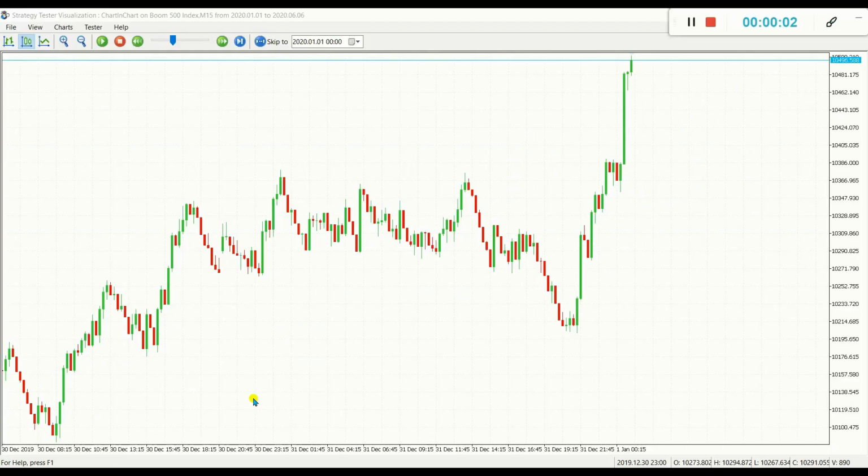Okay traders, now let me show you all those steps with a clear illustration on a Boom and Crash chart. This chart right here is from Boom 500 on 15 minutes. Let us see what the market will do. Let me play it now.